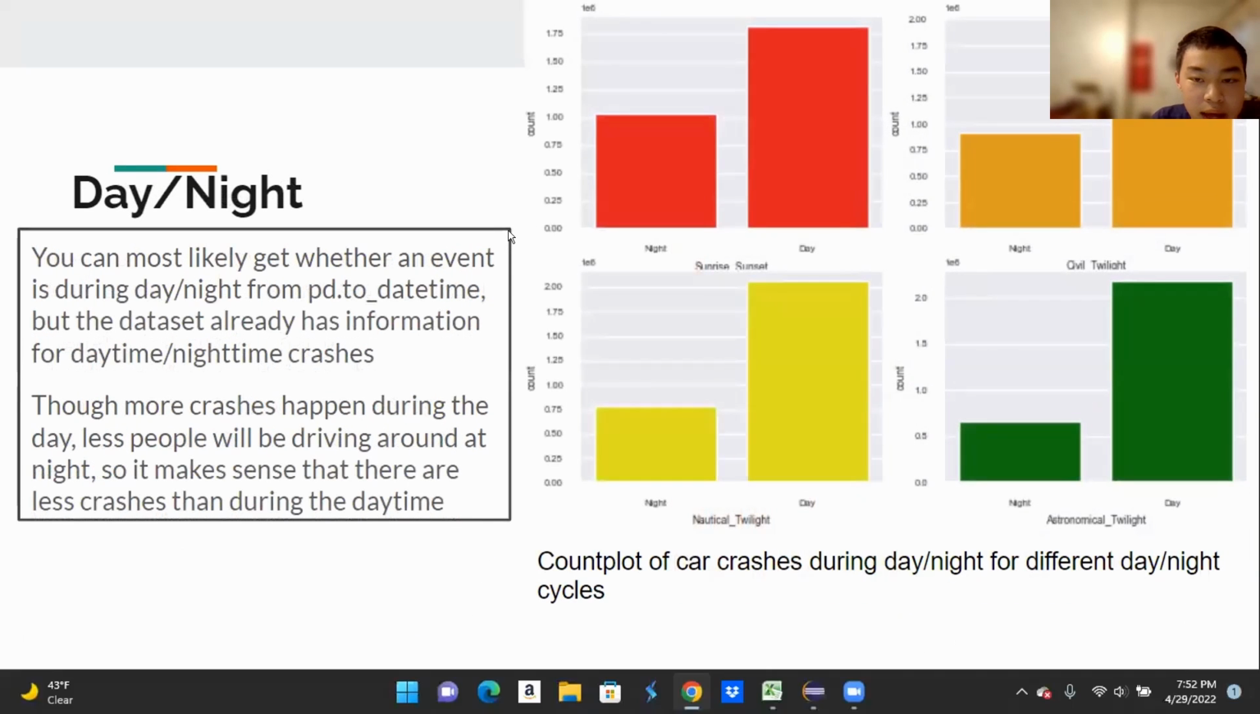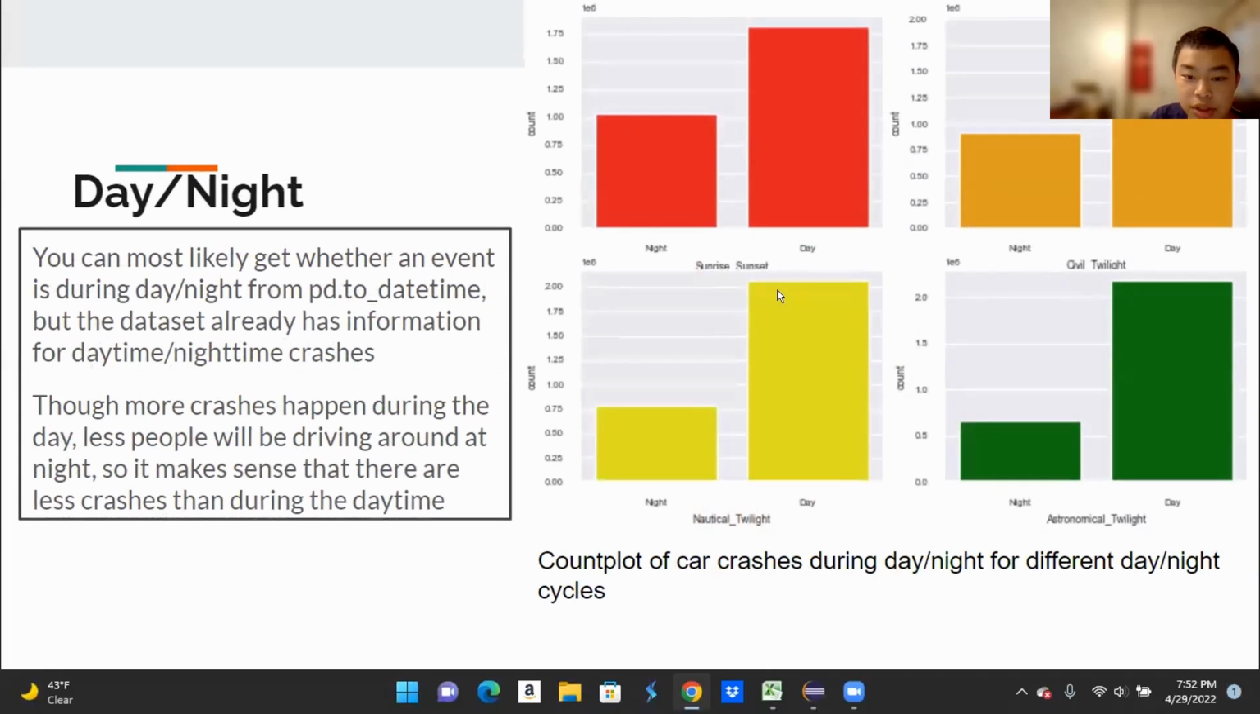Okay, and then I have the crashes graph based on day and nighttime, and these are just different types of day-night cycles, but they essentially convey the same information. So again, you can use pd.to_datetime to get this information, and then you can see whether the crash happened during the day or during the night. Of course, even though there are a lot more daytime crashes, that is expected simply because more people will be driving around during the day.